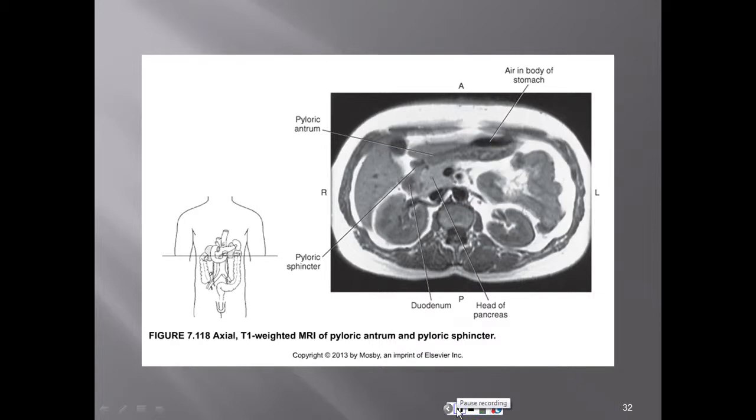Axial T1 weighted MRI of the pyloric antrum and pyloric sphincter. So we have a picture of the stomach, the elongated portion of the stomach, and at the end of the stomach, before it enters into the duodenum, it goes through the pyloric antrum. This antrum is a great spot for stenosis or ulcerations, hardenings, and then there's the pyloric sphincter right there, that circular muscle that either is constricted and keeps the contents inside of the stomach, or is open and allows the contents to pass through to the duodenum.